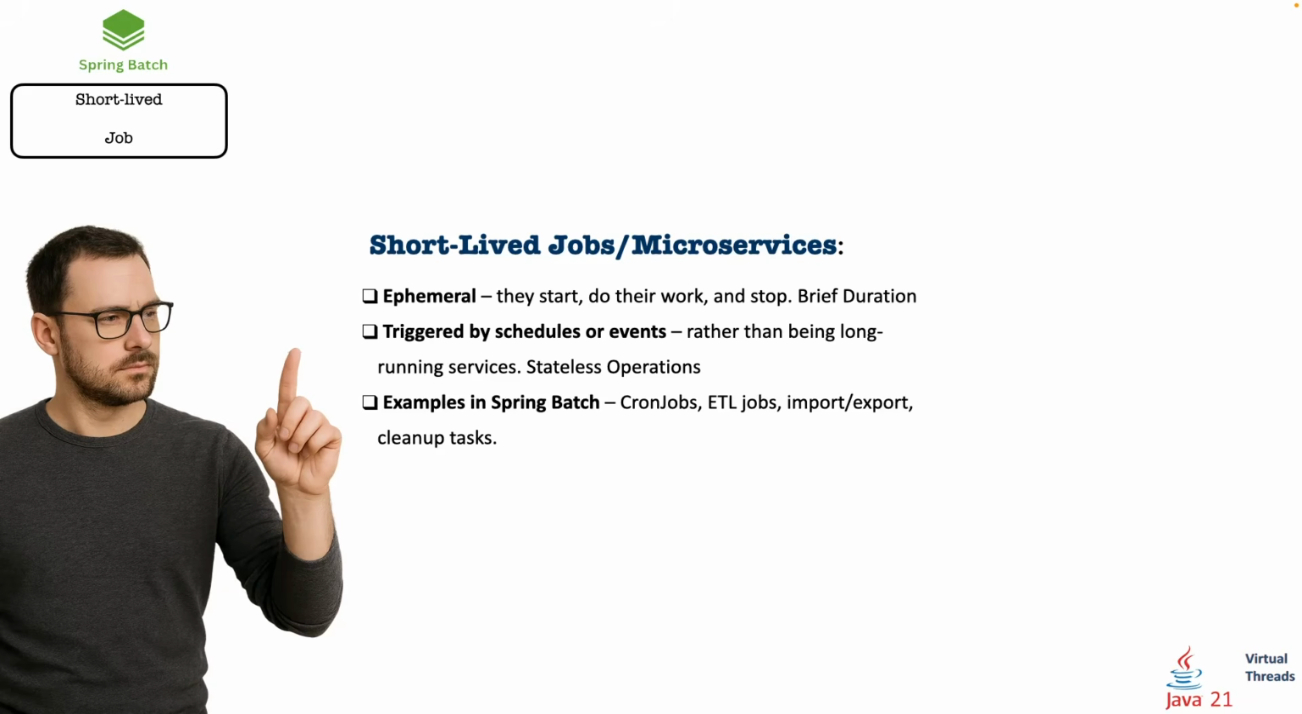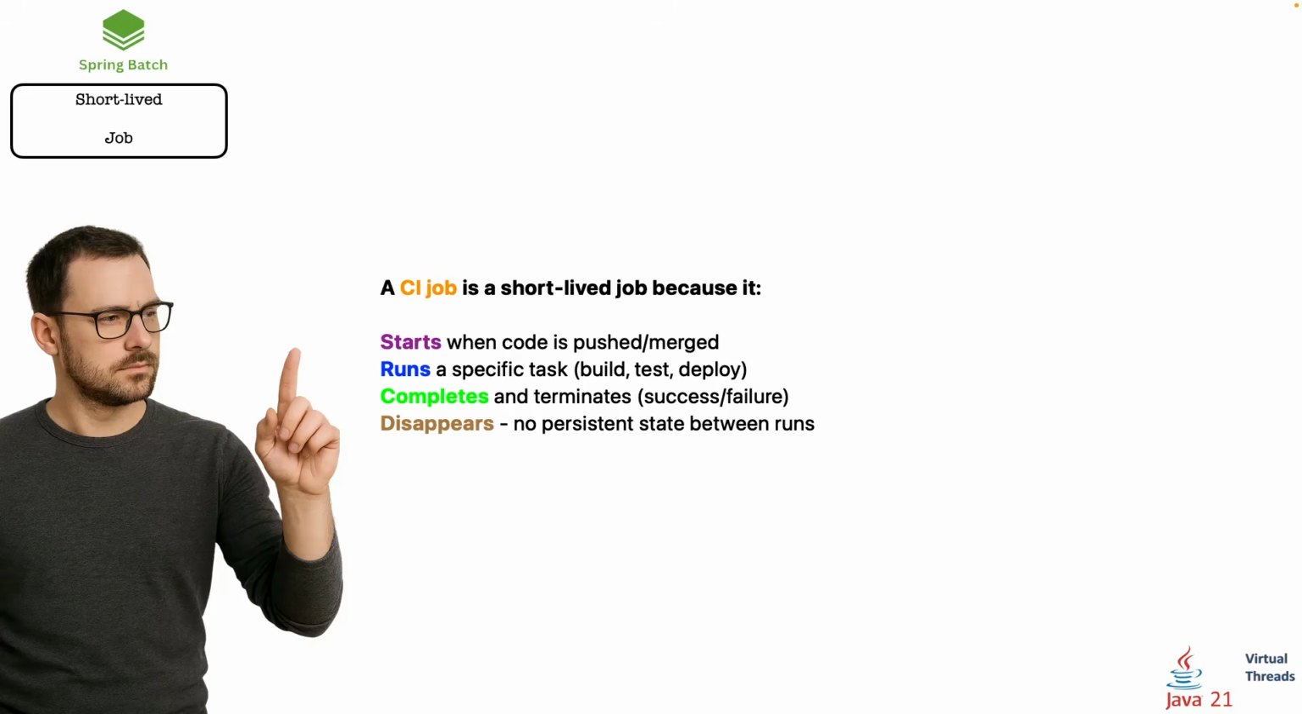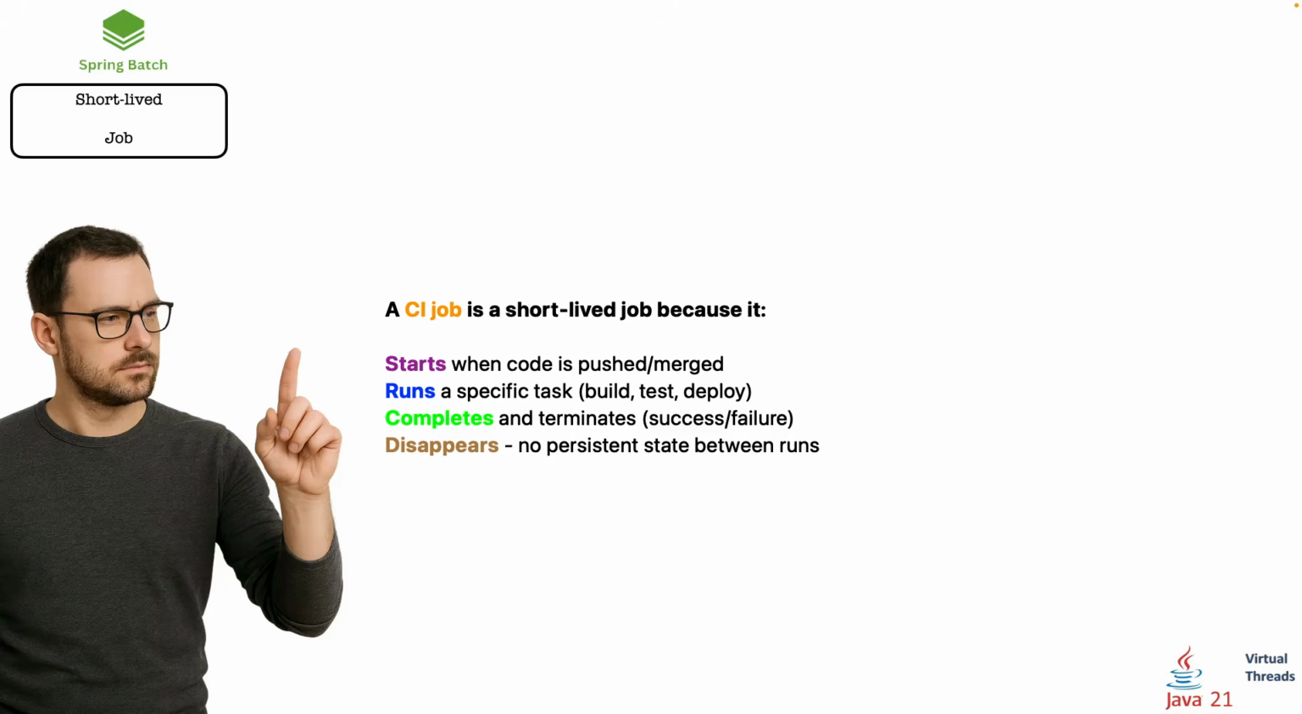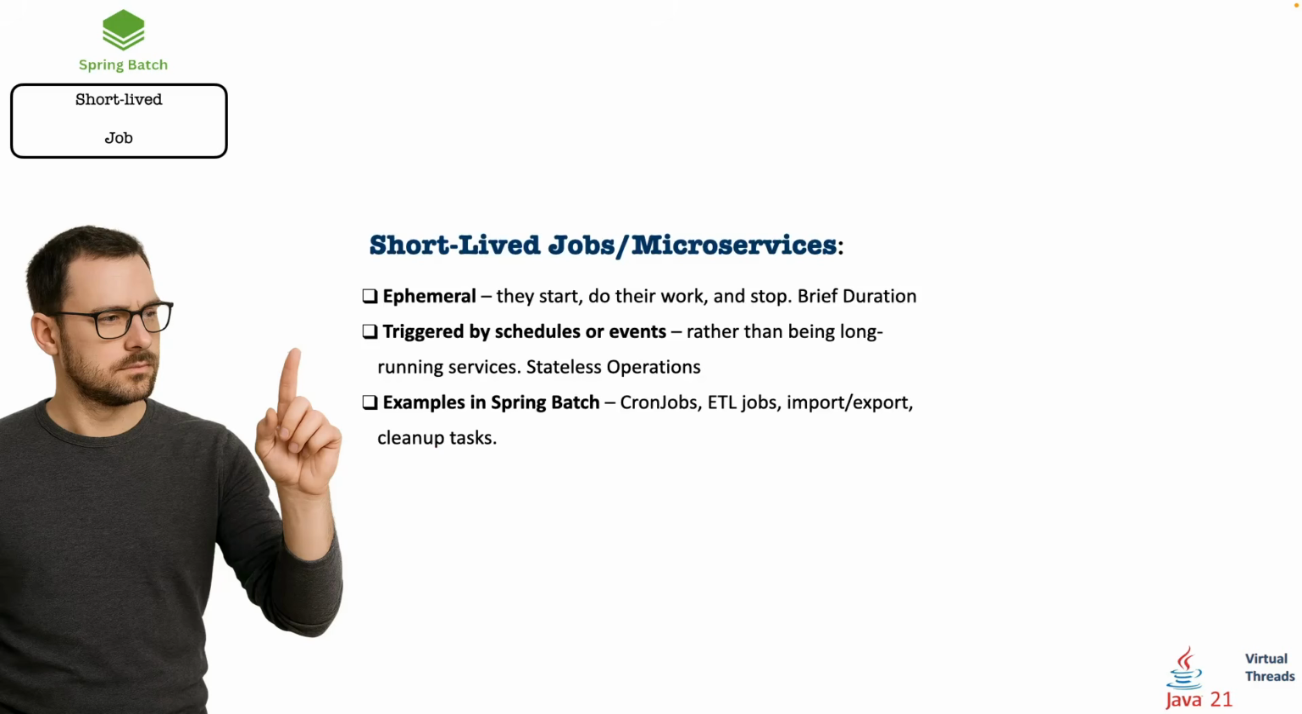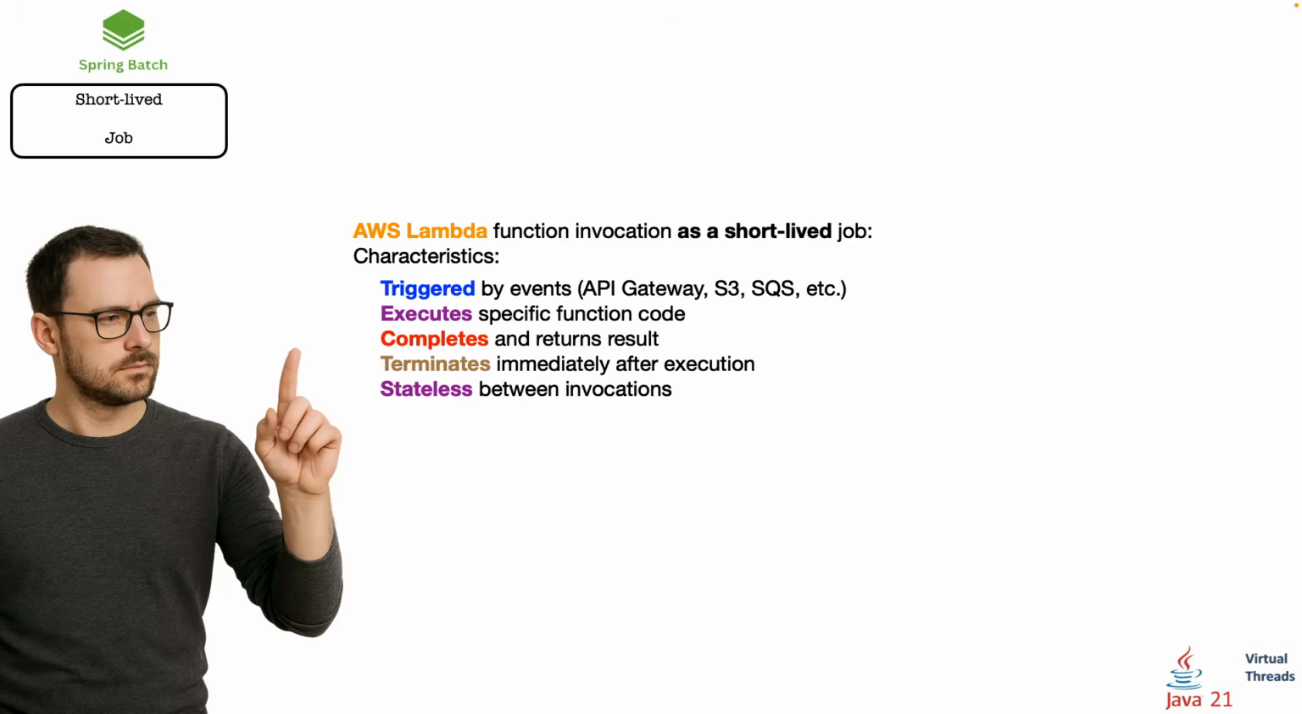In order to exemplify more use cases of short-lived jobs, we can, for example, think about our automated CI process triggered by a commit or pull request. Or even, for example, AWS Lambda, when we talk about cloud serverless function invocation.